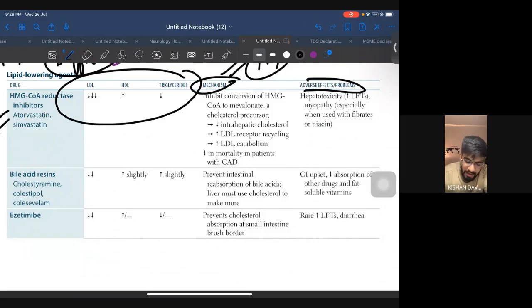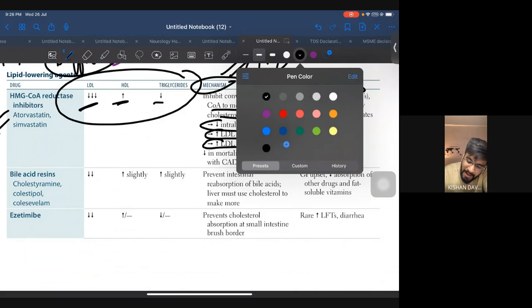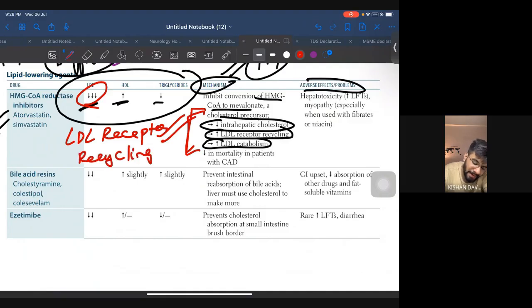Okay, statin. LDL कम करेगा, HDL बढ़ाएगा, triglyceride कम करेगा. Inhibits conversion of HMG-CoA to mevalonate, a cholesterol precursor. Decrease in intrahepatic cholesterol, increase in LDL receptor recycling, increase in LDL catabolism. All these three lines are very important because sometimes they will say, we know LDL is decreasing, but how? They will say LDL receptor recycling will increase or decrease. So recycling increase होगी तभी तो LDL decrease होगी ना body में से. Okay, so make sure this is how they are going to test you.